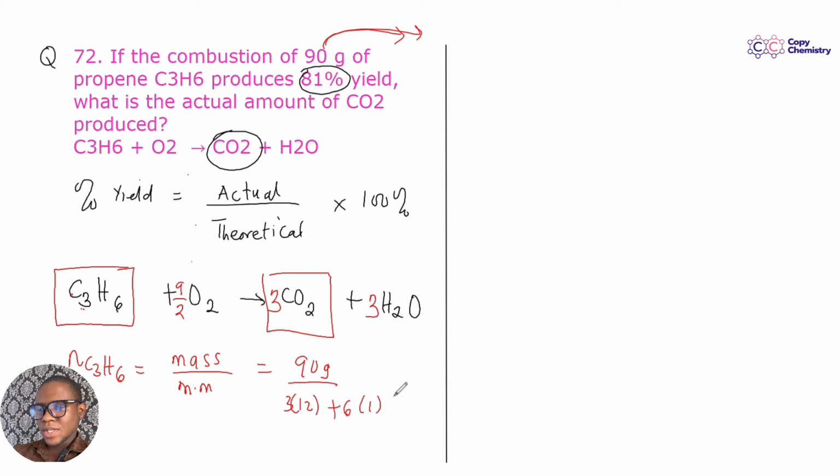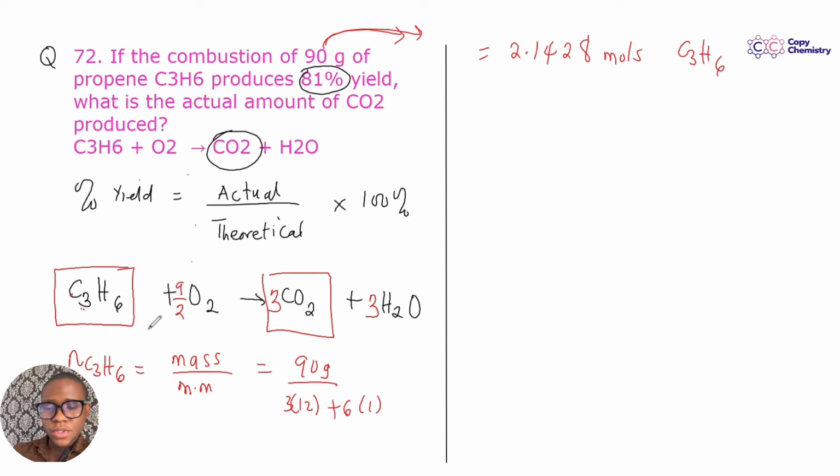All right, so let's work that out. What's the number of moles of propene? When you solve all this, the denominator there should give you around 42. So that's 90 divided by 42, and that's 2.1428. So 2.1428, that is the moles of C3H6.